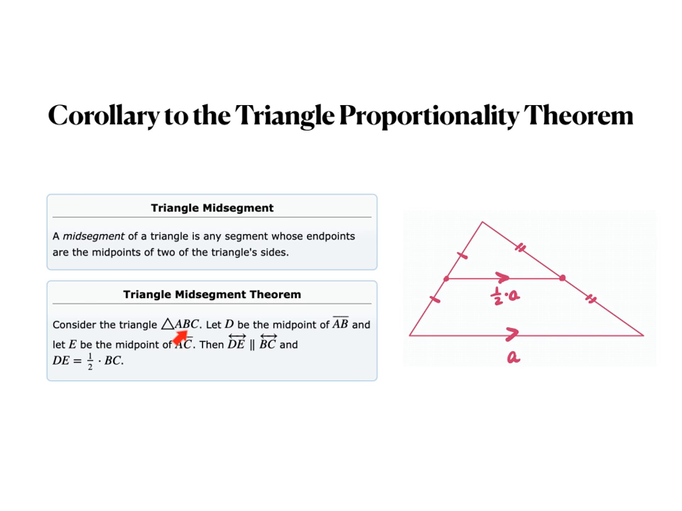So if I consider this triangle ABC, I'm going to let D be the midpoint of AB and E be the midpoint of AC. Then DE is parallel to BC. This would be parallel to that. And DE is half the opposite side. So again, if I have a mid-segment, meaning a segment with endpoints on the midpoints of two sides of my triangle, that segment is half the length of the opposite side, and further, this segment is parallel to the opposite side.